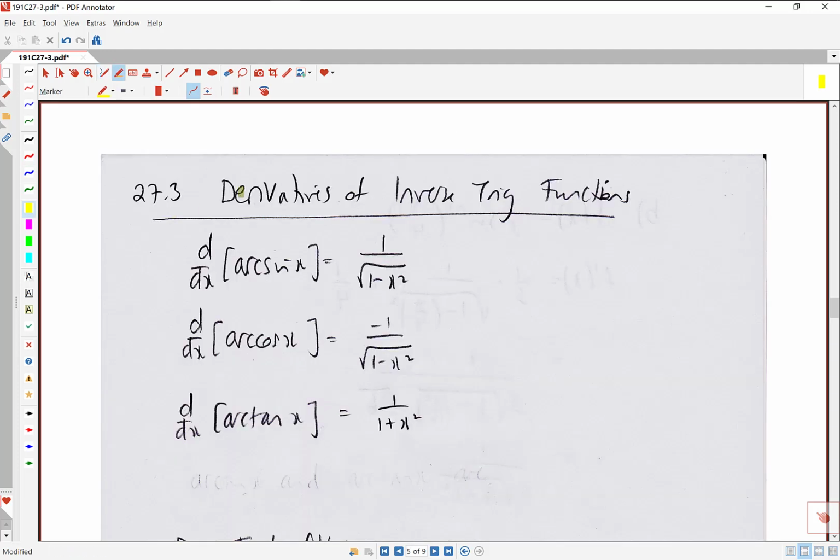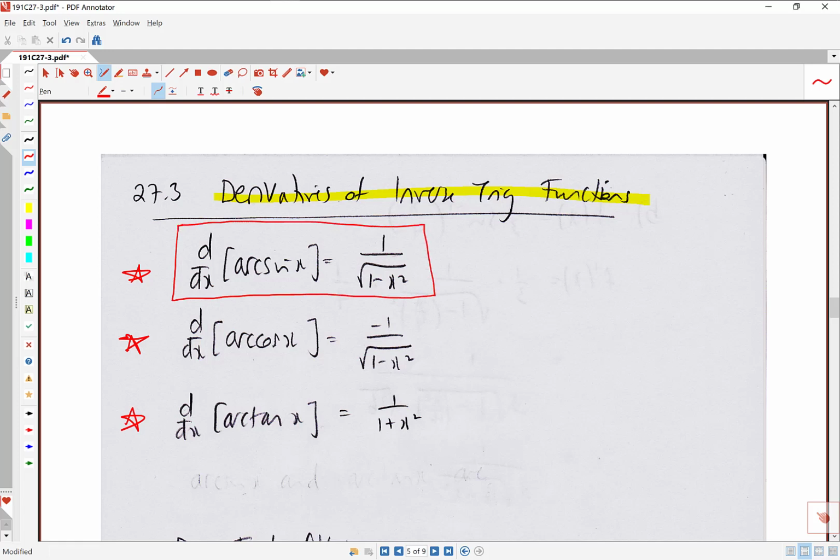of the discussion. Derivatives of inverse trig functions. There are going to be 3 formulas that will be important for this section. So we're going to start with taking the derivative of arcsine of x. The formula is 1 over the square root of 1 minus x squared. If you take the derivative of arc cos x, you get almost the same derivative as the derivative of arcsine x. The only difference is that it's now negative. So derivative of arcsine x is positive, derivative of arc cos x is negative.